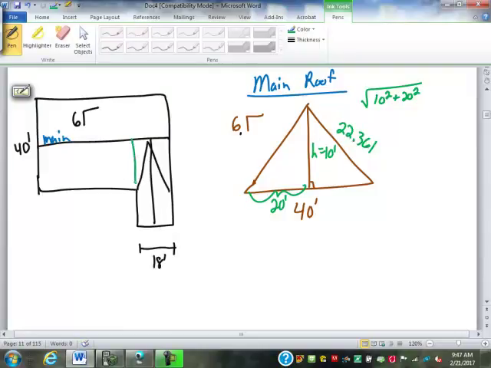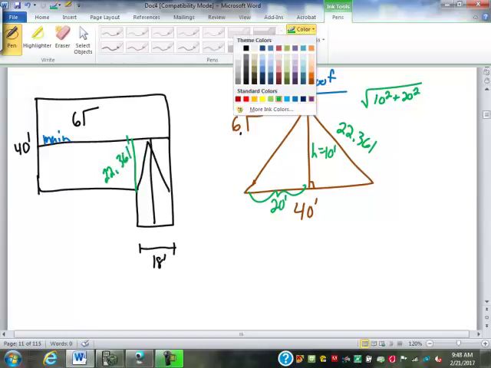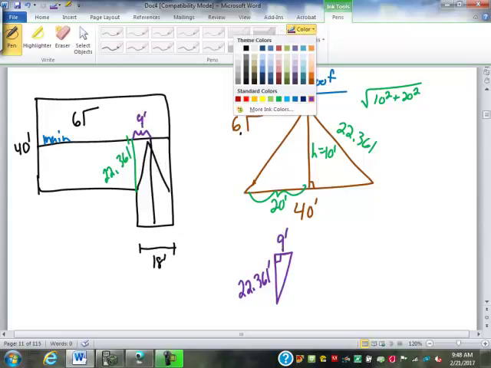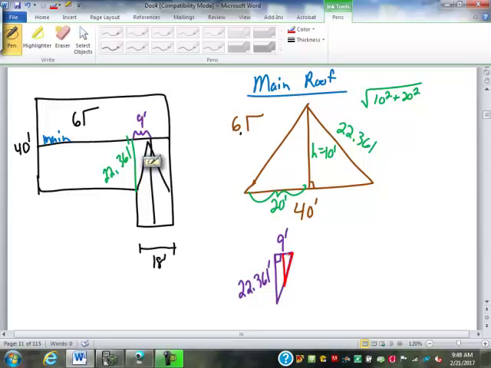So that is this length right here, 22.361 feet. So I have this triangle that we're going to pull out and look at. This is 22.361. What's this? In other words, this piece right here. 9, half of the 18. Very good. So then the next triangle, which would be right here, is going to be how big?